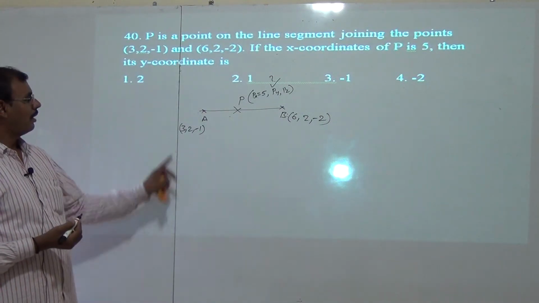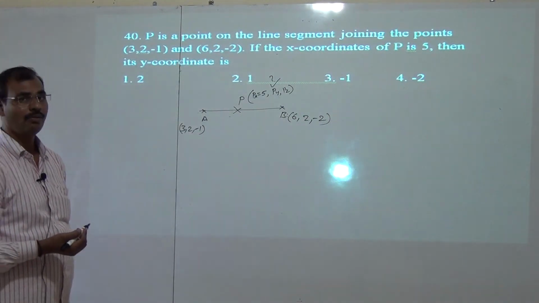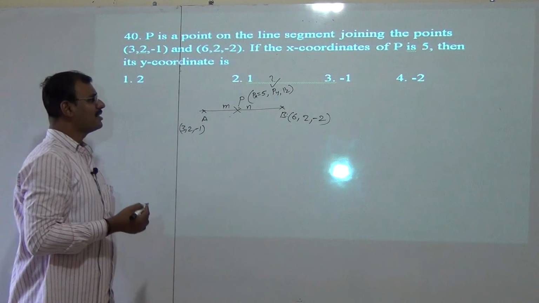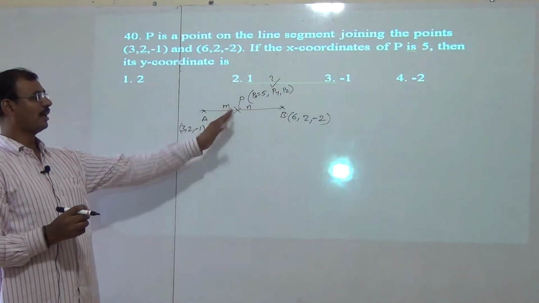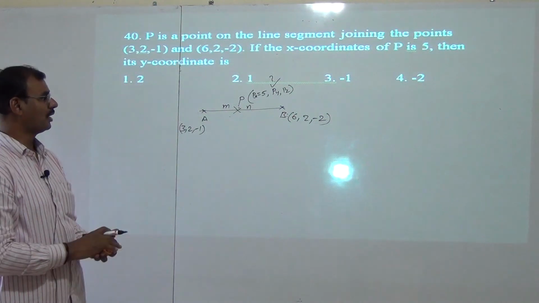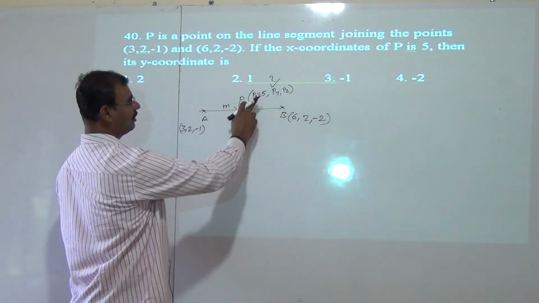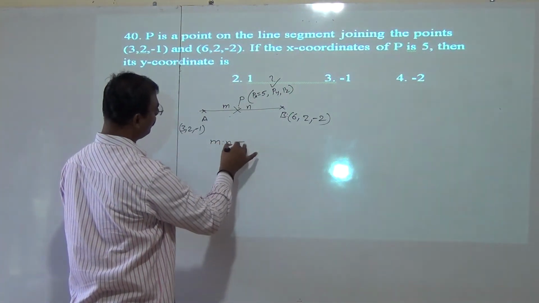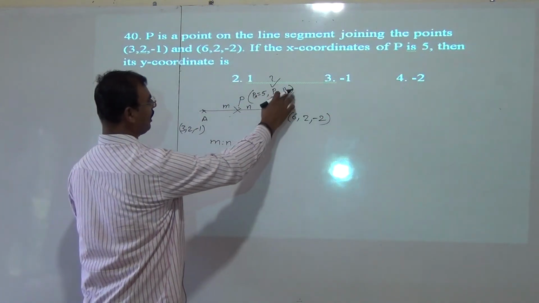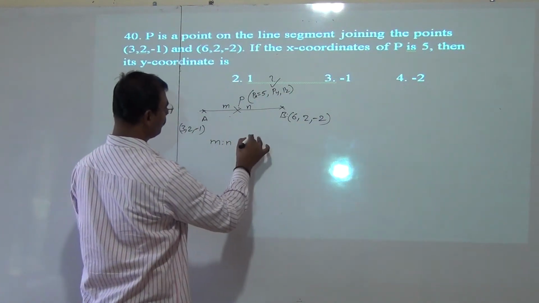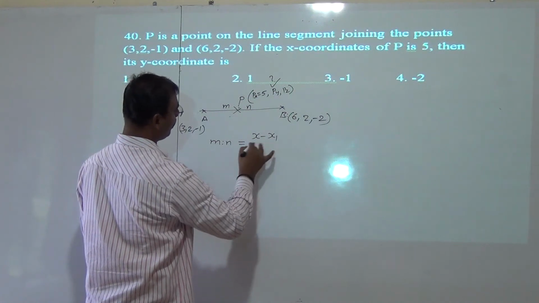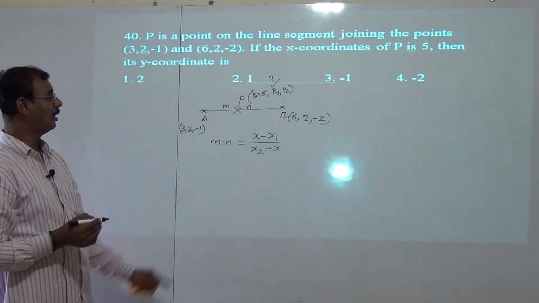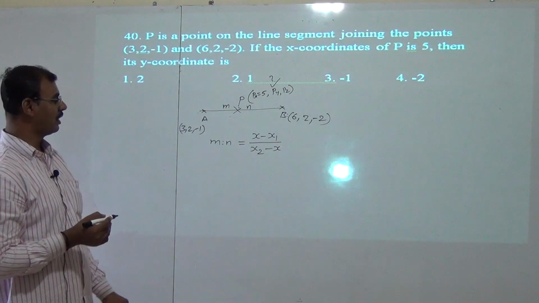Remember, whenever the x coordinate is given, we need the ratio compulsorily. What is m? What is n? Generally, they use the section formula directly. From this, we derived one more shortcut formula. Whenever x is given, we have to do like this. To find the ratio m:n, with the point (x, y, z) and (x1, y1, z1), we can use this formula: x minus x1 divided by x2 minus x. We use this formula and we get the ratio value m:n.